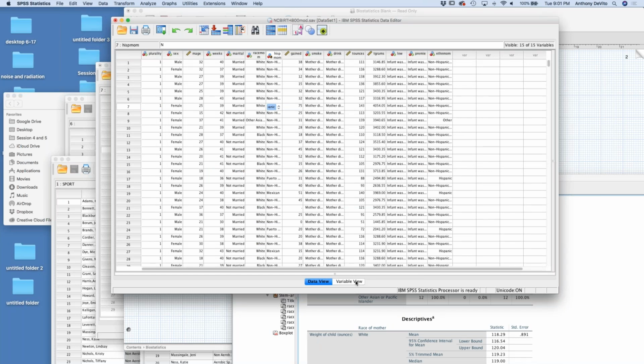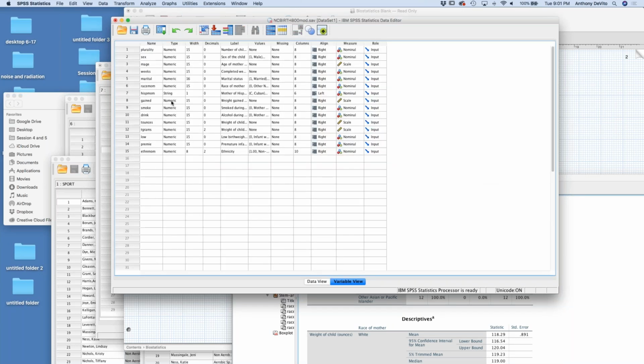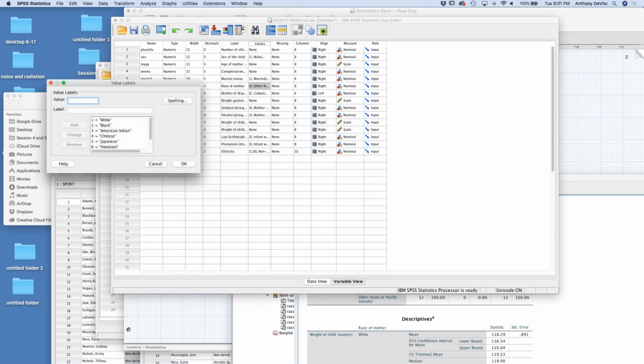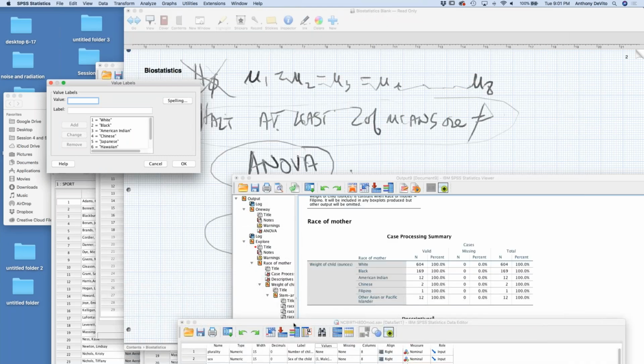Okay, and I want to go to variable view, and I'm going to go into race of the mother, and I am going to remove other non-white. Apparently there were none in there. And what were the ones that were a problem? I forgot already. Let's see. Chinese and Filipino. I'm going to remove that. And I'm going to remove Filipino.